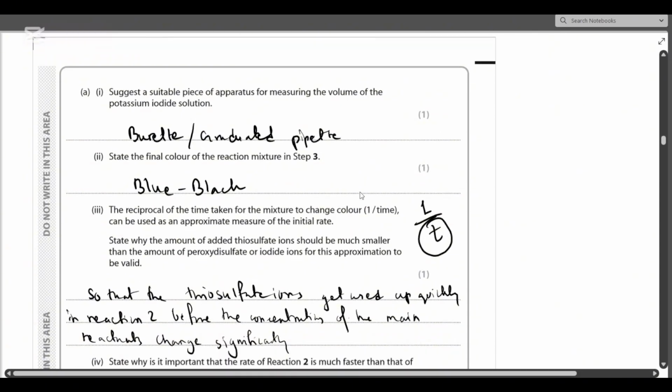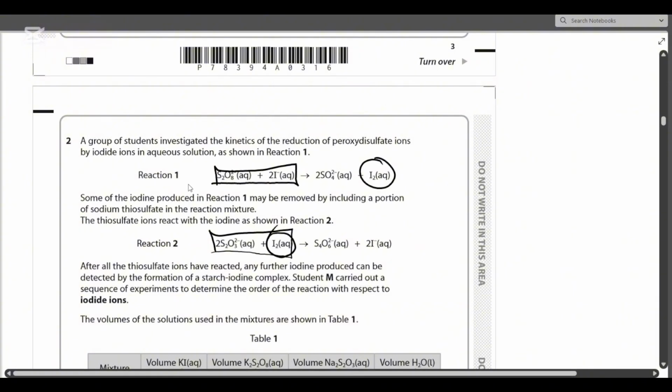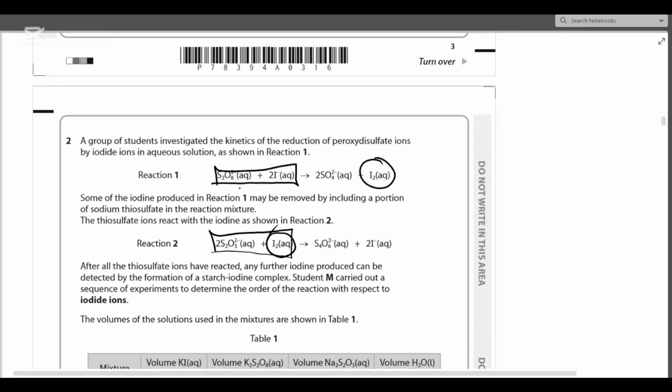That means we would be requiring to observe the change in concentration of the peroxydisulfate ions and the iodide ions right here. So this is basically a race between reactions, and if reaction 2 finishes faster, it is much better for us, so that it does not hamper our observation when the change in concentration of iodide ions and the peroxydisulfate ions takes place significantly.